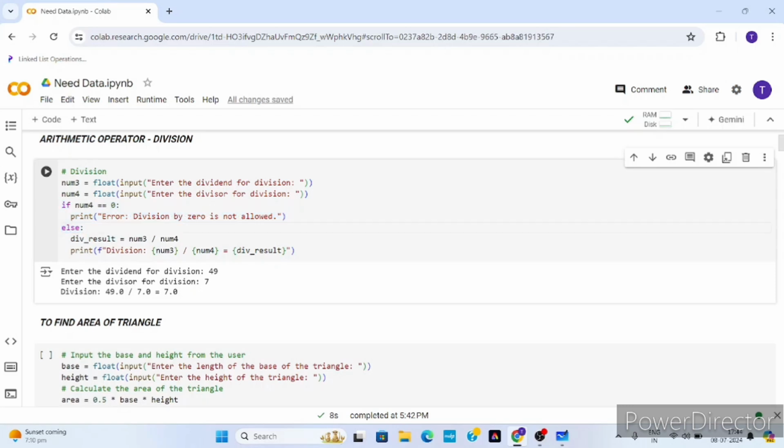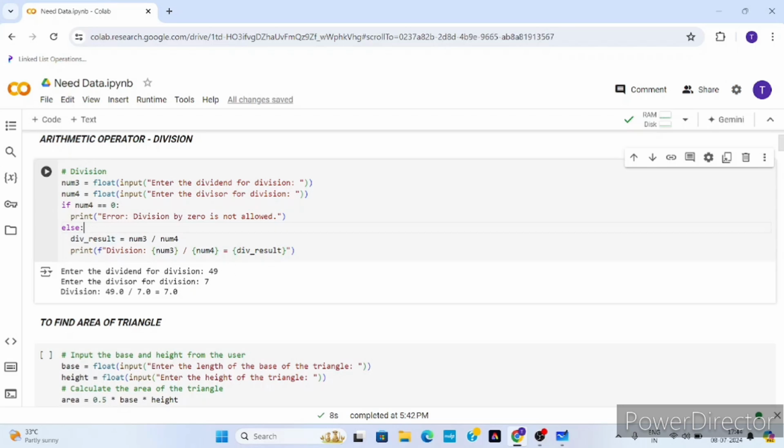If num4 equal to 0, I am just providing a condition to the code. In Python you write two equal signs, that is, to check whether two values are equal. This checks whether num4 is 0. If num4 is 0, it will print directly this line: Error, division by 0 is not allowed. If num4 is not equal to 0, then it comes to this part and does result equal to num3 divided by num4, and it will be printed out.